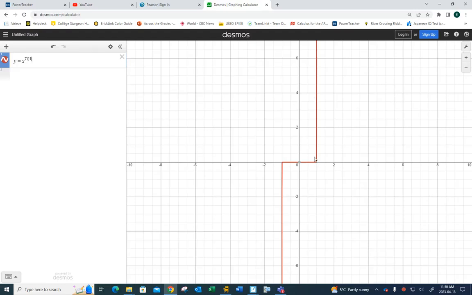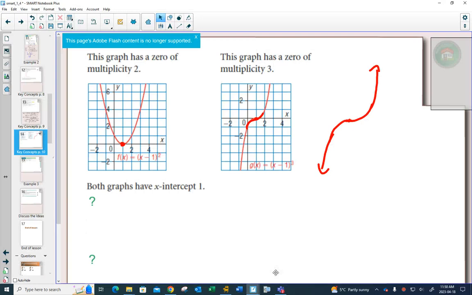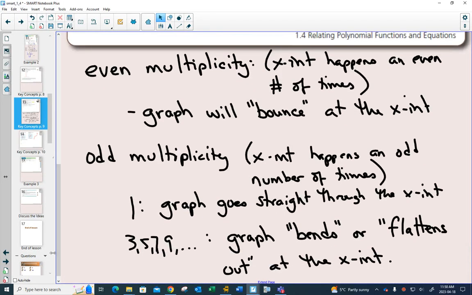Almost looks sharp here, but if you zoomed in, it would still be nicely curved. But that exponent of 701 would be a multiplicity of 701. It's really getting flat. So that's why we say that our graphs either bounce or flatten out. Only if it happens once, it'll just go straight through at that point. So this is the last piece of information that's going to help us graph things.